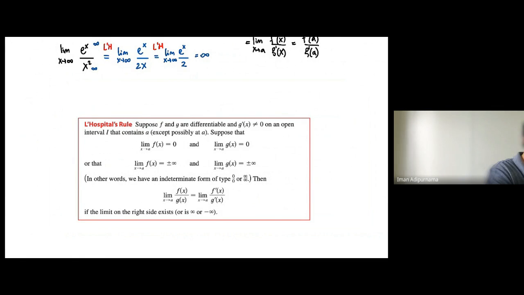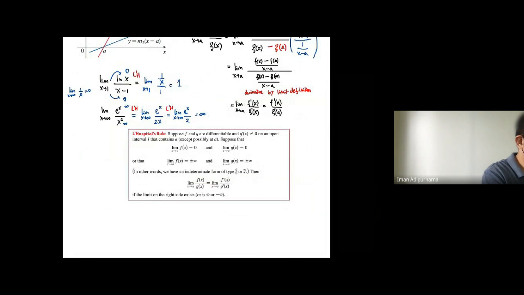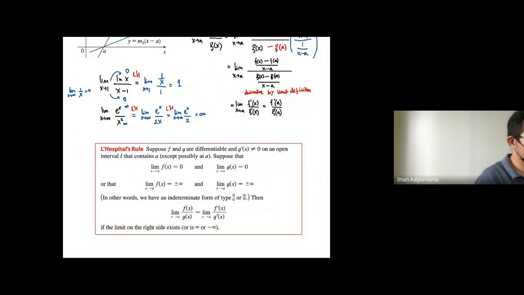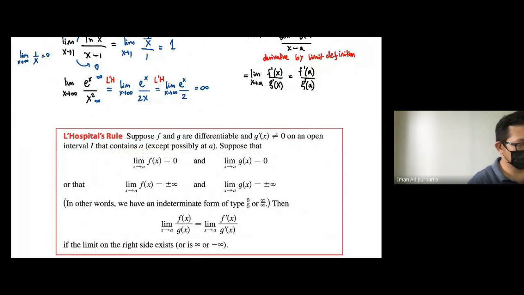Let me take another example, maybe in another slide. I think I can make this bigger. This is just mentioning what we have done previously. Okay, let me go to a new page. Okay, another example.